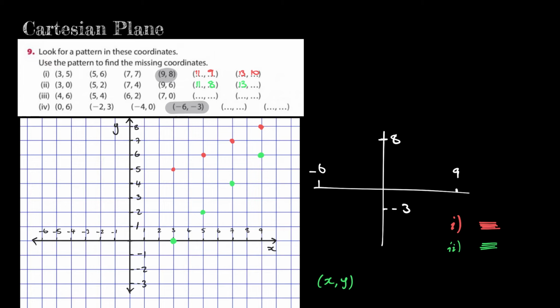Okay. And the y value there, the y value is going from 0 to 2. So it's going plus 2. It's going from 2 to 4, which is plus 2. It's going from 4 to 6, which is plus 2. So the y value there is going to be 8 plus 2, which is 10.